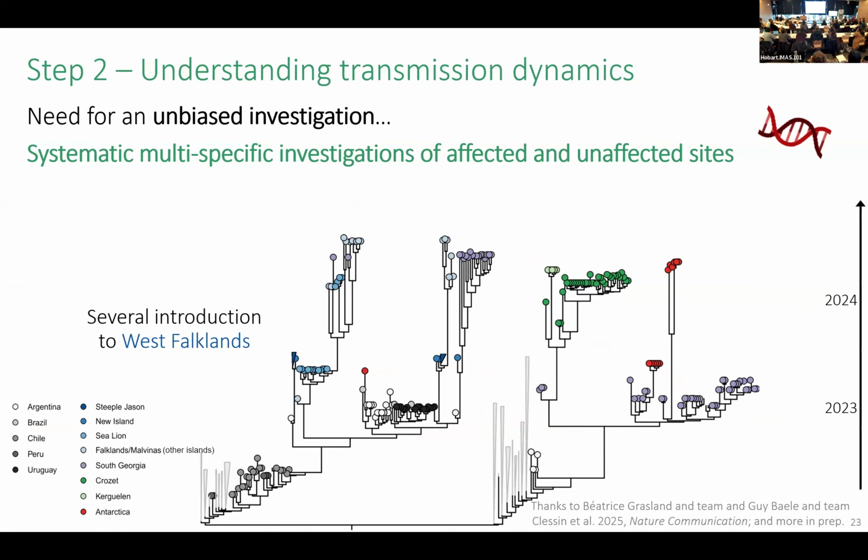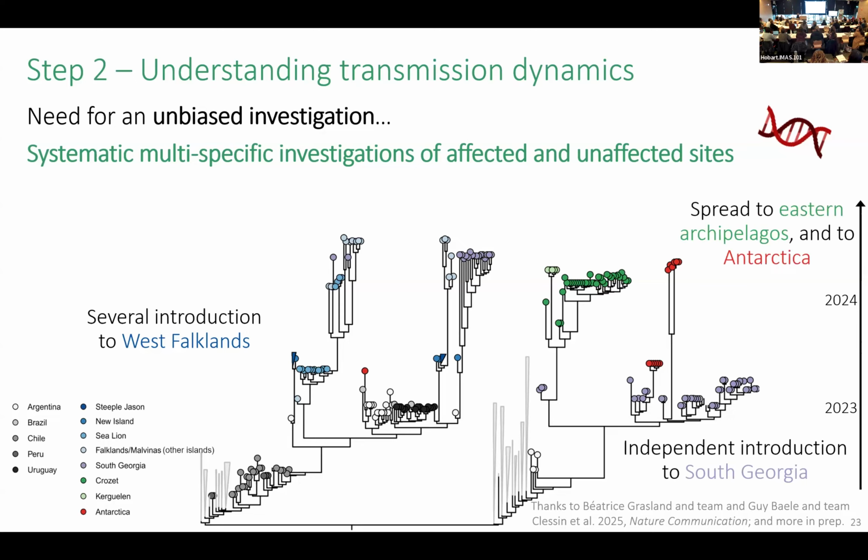And we counted that there were at least 7 introductions just in the albatross colony on Steeple Jason. So definitely a lot of connectivity with South America. We also had an independent introduction even in South Georgia the first year. And then we had spread to the Eastern Archipelago. So as Ralph mentioned, the Crozet, Kerguelen, also probably Marion and Gulf, and also to Antarctica from those outbreaks.